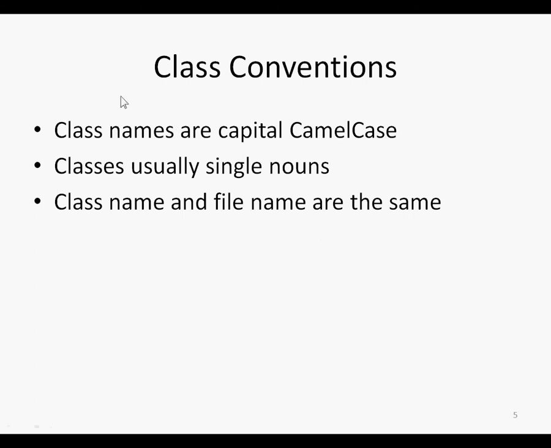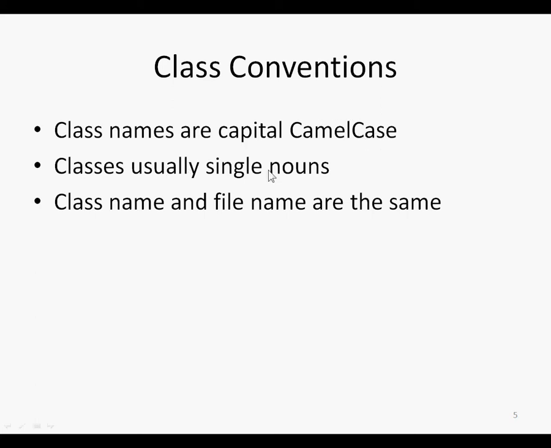Okay, so when we write our own classes, there's a couple conventions that we need to follow. Remember, conventions aren't built into the language, so you don't have to follow these, but it's a good idea to get into the habit of following good coding conventions right from the start. So our class names are capital camel case, meaning they always start with a capital, and if they're more than one word, that second or third or however many additional words also starts with a capital.